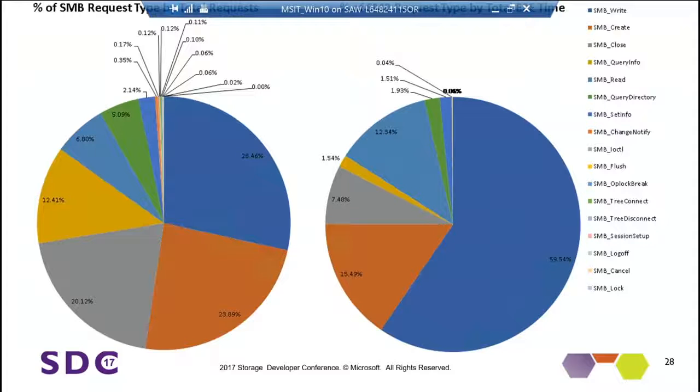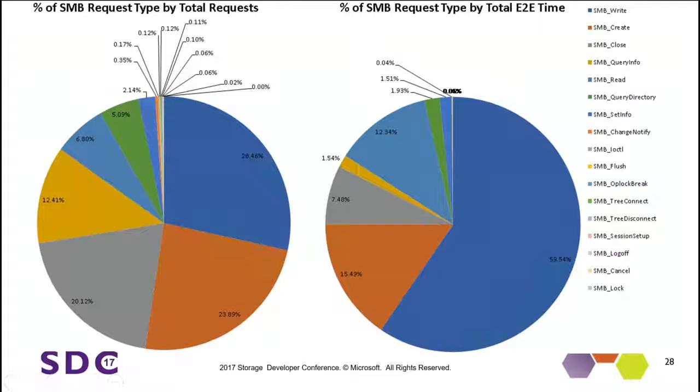And it's interesting, the left graph is, oh, I'm sorry, let me get rid of that. That hopefully will help. There we go. So the left side is total percent of SMB request types by total requests. It doesn't take into account how long each request took, just how many requests there were. And the one on the right is by total end-to-end time, so something that takes a long time is weighted more on the right chart.